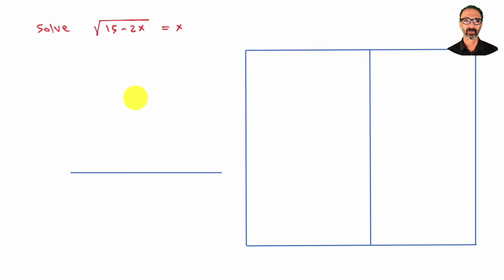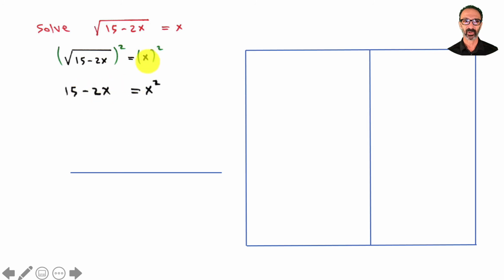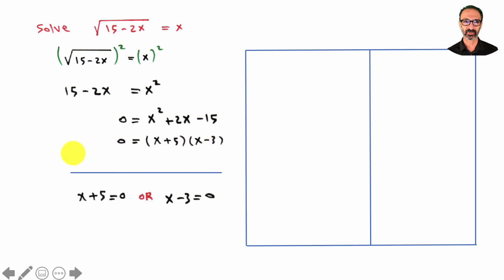Solving the square root of 15 minus 2x equals x. To get rid of the square root, we're gonna square both sides. Left side is now clean, 15 minus 2x, and the right side will be x to the second. Let's put this to the right side next to x to the second, so we could have the polynomial with pure x to the second, not negative x to the second, by adding 2x to both sides and subtracting 15 from both sides. Factoring this, I get x plus 5 and x minus 3, which means I have two options.